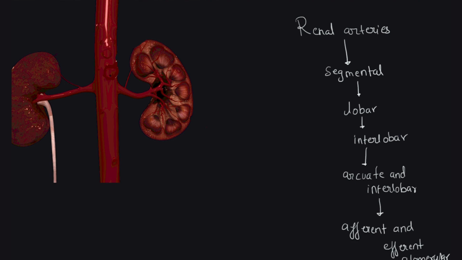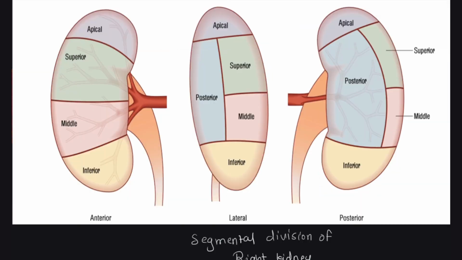Now, how does it work? Let us look into each one of these divisions individually. So, a kidney like that, the right kidney, is divided into a lot of segments, as you can observe here. There can be an apical segment, a superior segment, middle, inferior, etc. Now I'm going to show you how there is a division.